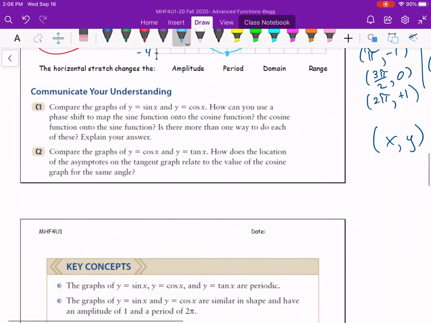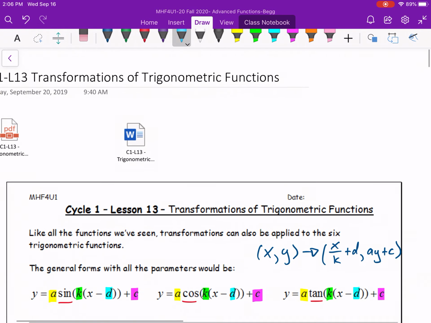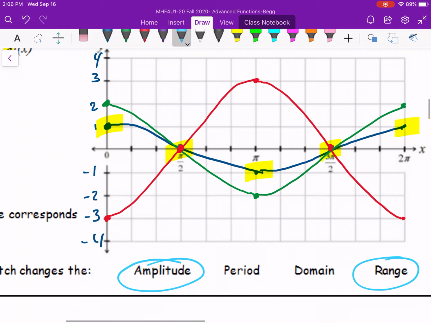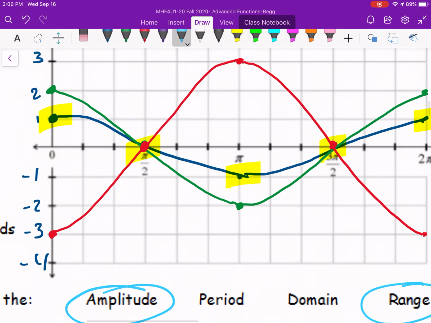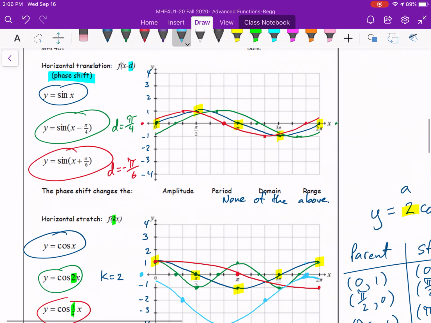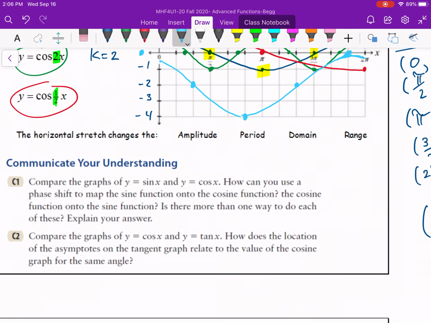A couple of things to tidy up just for the end here. Compare the graphs of y equals sine x and y equals cos x. Okay, well, we know that they look exactly the same. In fact, this blue one is sine x. This blue one is cos x. Maybe with the other stuff in here, it's hard to really focus on them. They have the exact same shape. They have the same amplitude. They have the same everything, except one of them looks like it's been shifted compared to the other one.